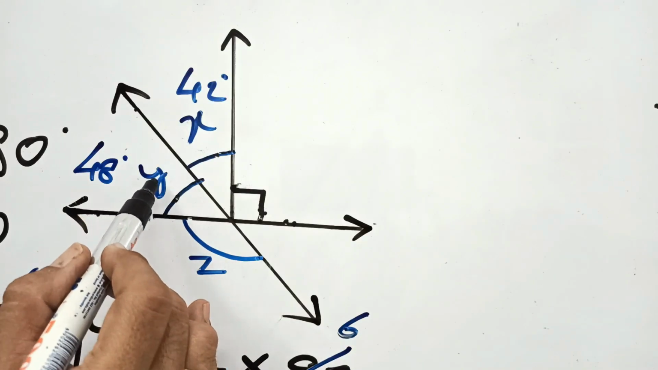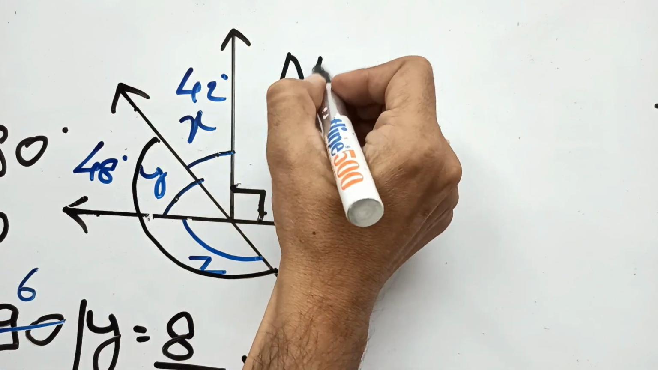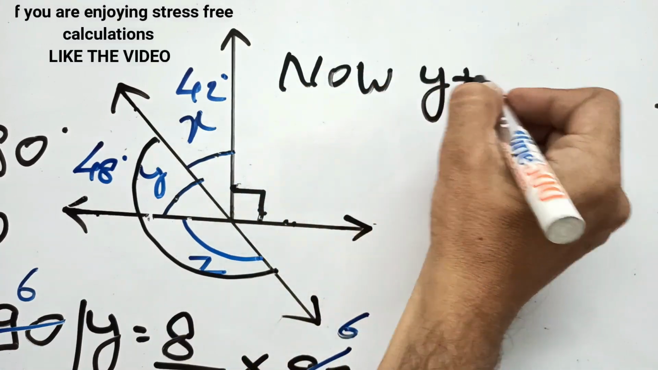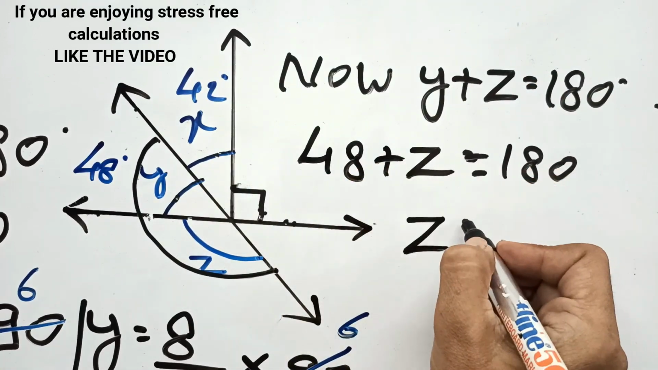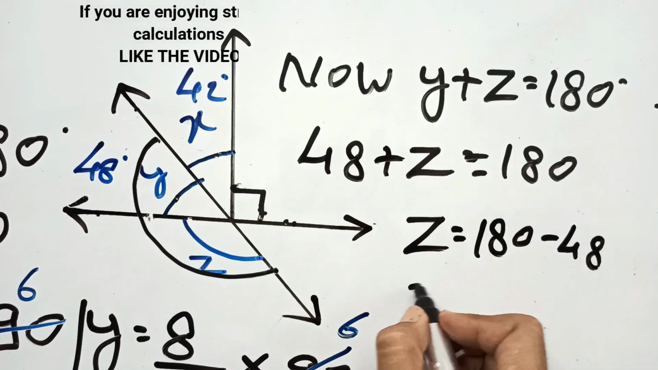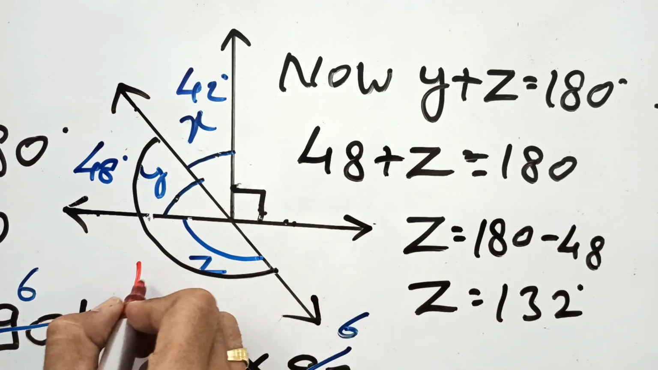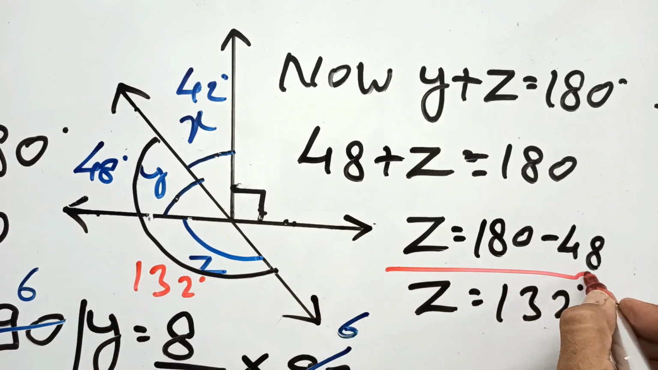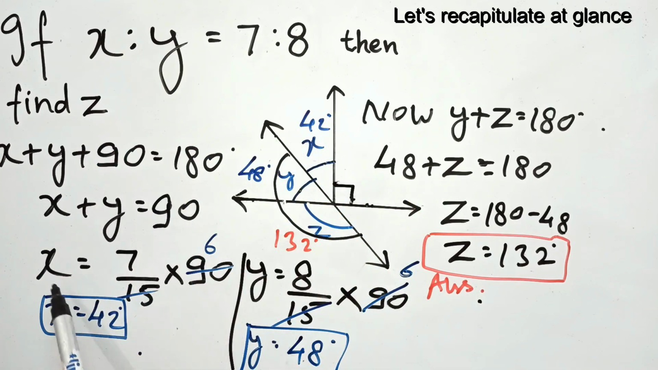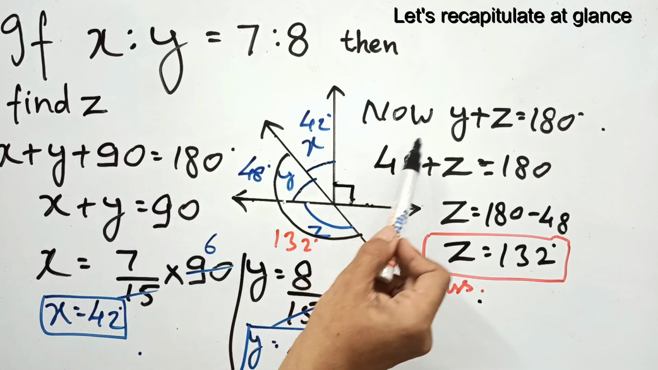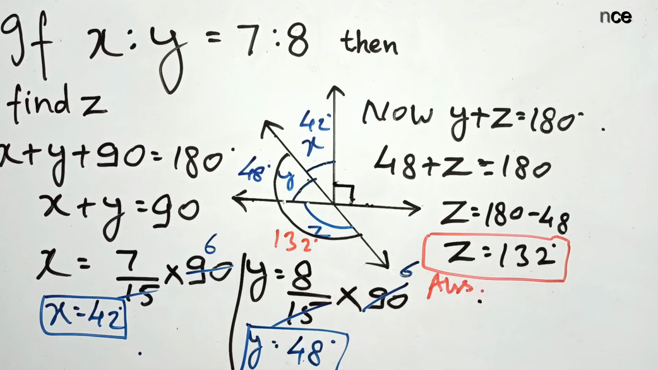Now focus on the diagram student. Y and Z are on the straight line. The sum will be 180 degrees. Z is equal to 132 degrees. This is our answer. So once again you can see at a glance, these angles we calculated with the help of this ratio sum and this sum. Then these y and z are on a straight line, so the sum is 180, so z is equal to 132 degrees.